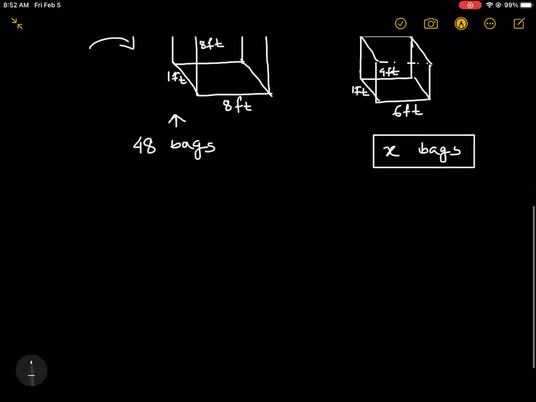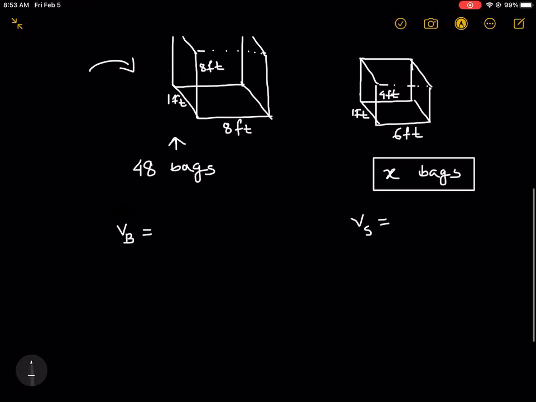So the volume of this, what's the formula for this? Let's say that's the volume of the big sandbox. I'm writing it as VB, and that's the smaller one. So what's the formula for an object like this? Anyone else? Just go for it.